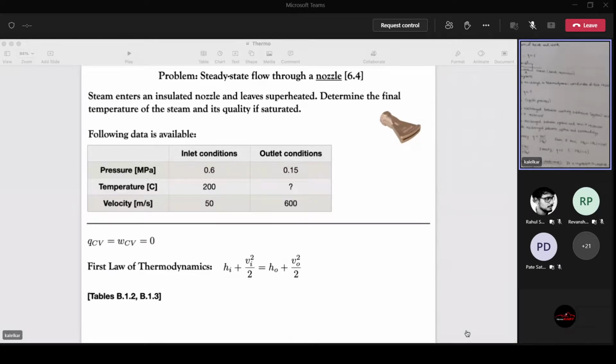Left over, which is 6.4. So let's look at that problem. After that, move on from first law. So we are looking at steady state flow through a nozzle. Looks like this.